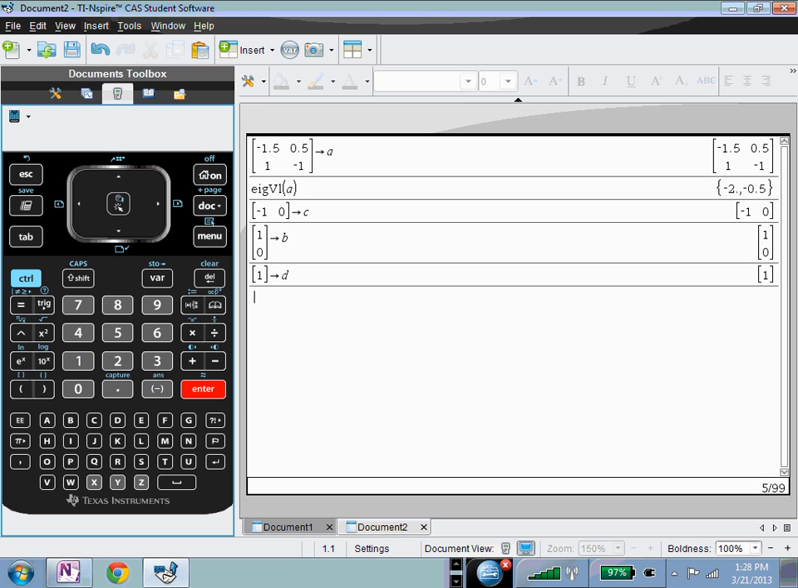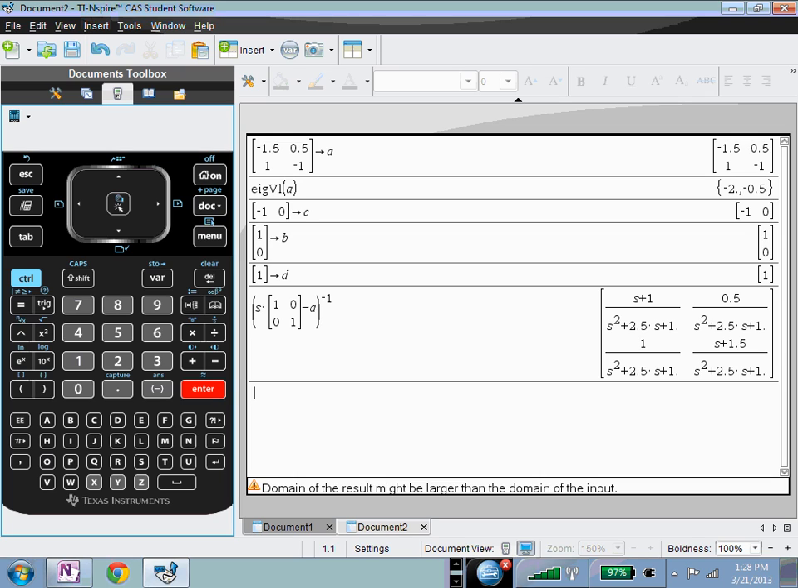Now what I can do is, well, I can do this many different ways. Let's just play a little bit. Now here's S times the identity. I can say 1, comma 0, semicolon 0, comma 1. And now let me say minus A, and let me go out here and raise that to the minus 1 power. And now that should be our SI minus A matrix that we had before.